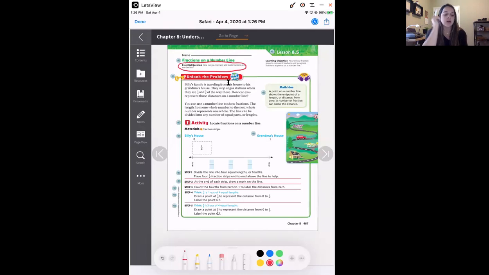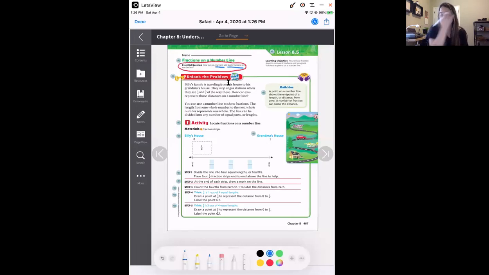All right, our essential question is, how can we represent and locate fractions on a number line? Now, represent and locate are two very important words here. They tell us what we are doing. Represent and locate mean we need to show and find where these fractions are on a number line.